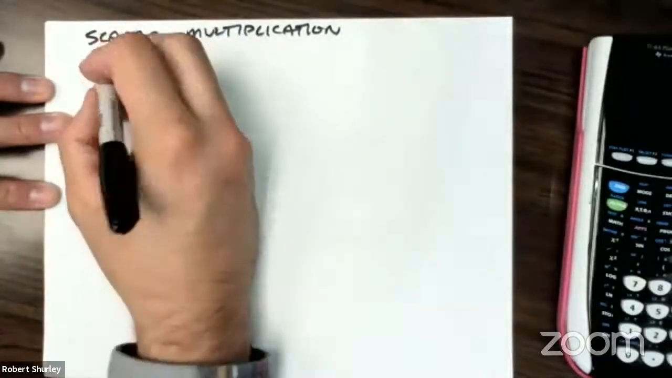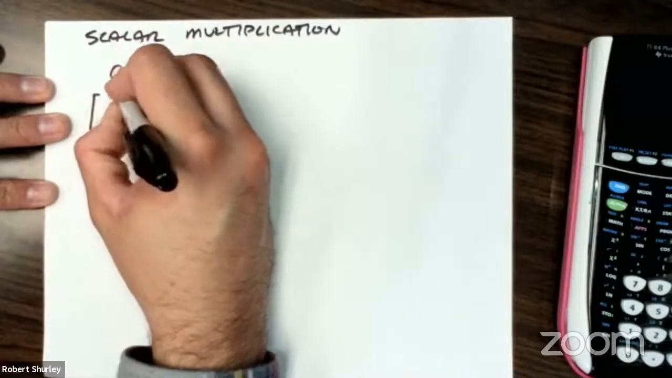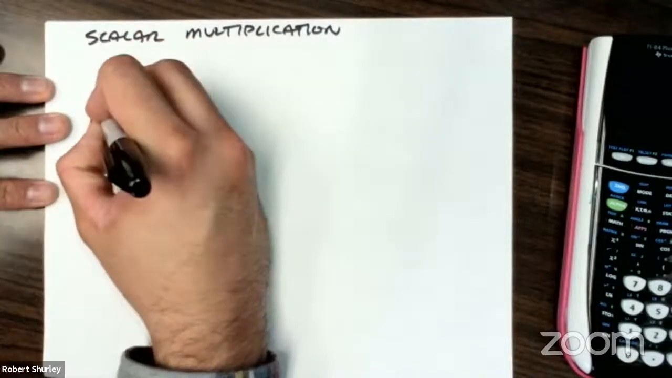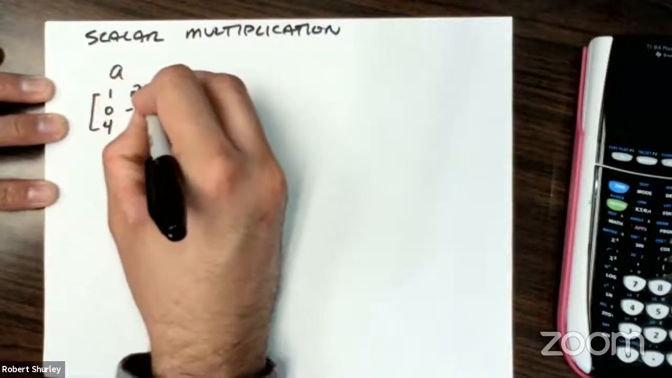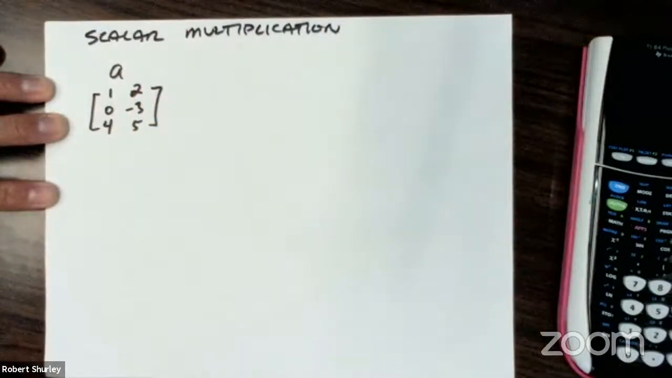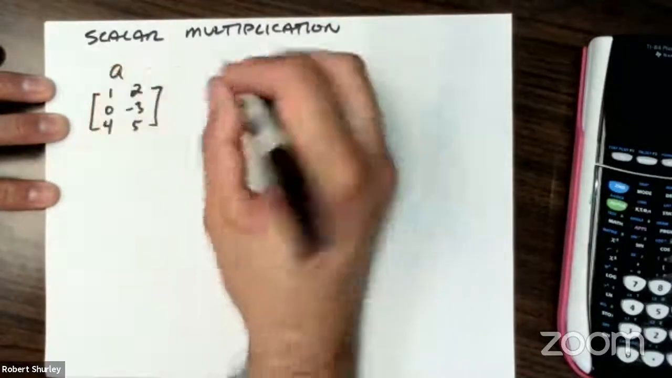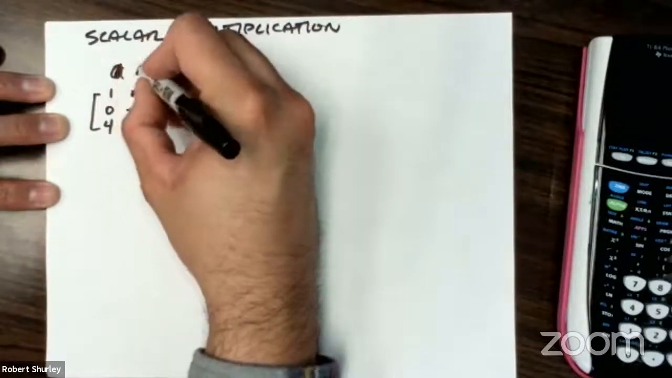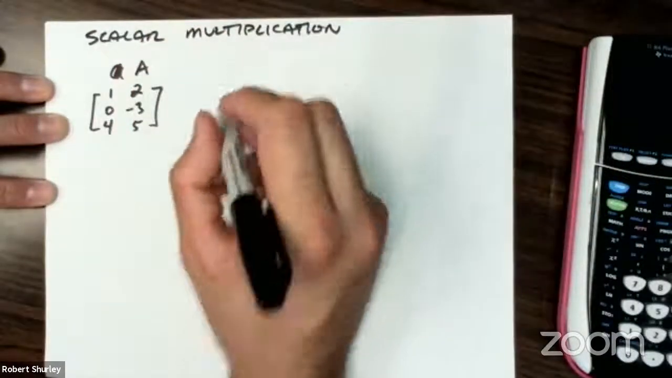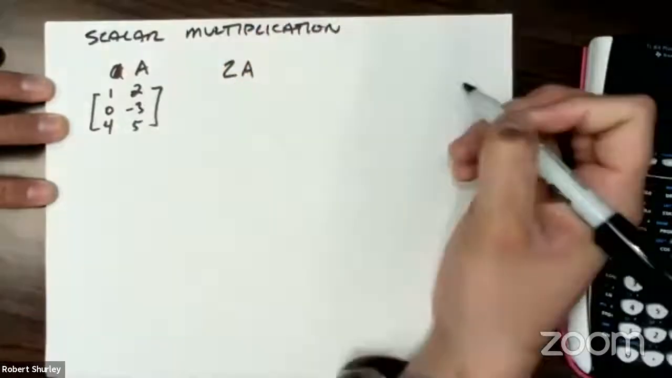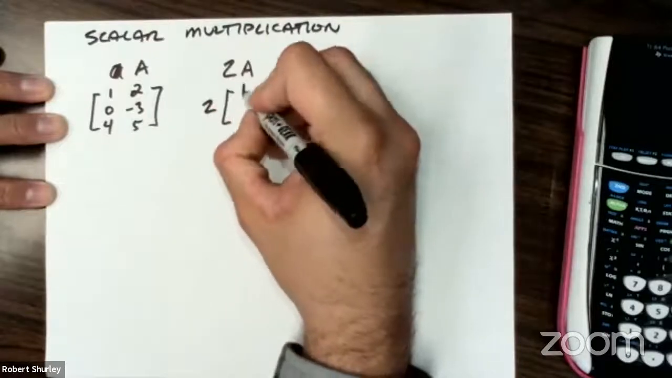So I'm going to go back and use that same A matrix as earlier. It was 1, 2, 0, -3, 4, and 5. With scalar multiplication, all you're going to do is multiply a number completely through. Actually, let's call these capital letters. Typically, they're written as capital letters. So if I want to do scalar multiplication, I would just do something like 2A. And what that means is I'm going to multiply 2 through this matrix.